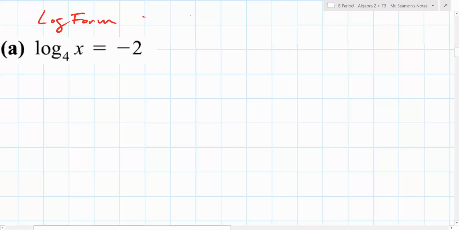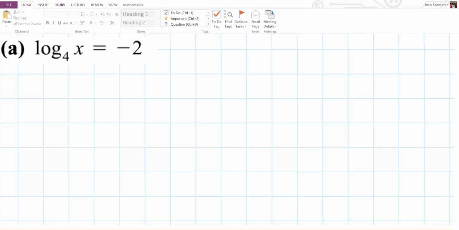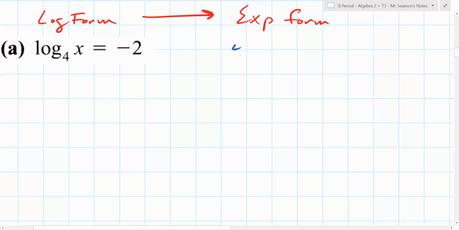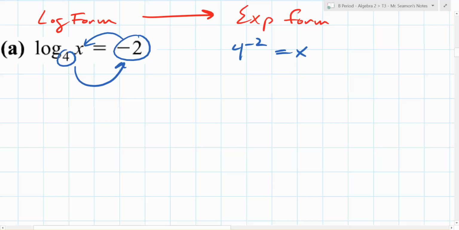One way to attack log form questions is to convert them to exponent form. Can someone tell me what the exponent form is going to be on this one? Gabby Recker, tell me what the exponent form is going to be. 4 to the -2 equals x. What does 4 to the -2 mean? 1 over 4 squared. So what does x equal? 1 over 16. Exactly. We just solved our first log equation.